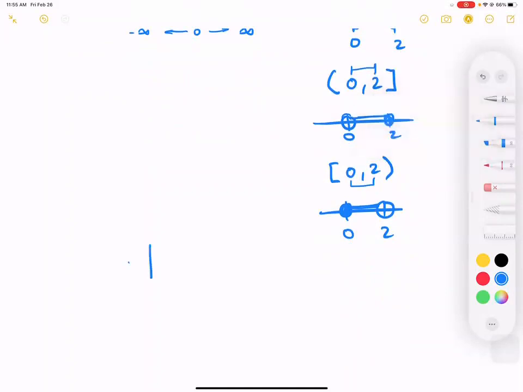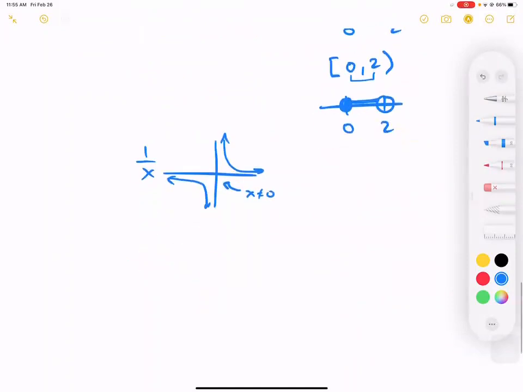We said 1 over x, and the graph looked like this, where x was not allowed to be 0. Our second graph was 1 over x plus 1. We said we were not allowed to be on -1. So we're going to talk about the domain for these two graphs, and hopefully you can catch that it's not super hard to do, not at all.